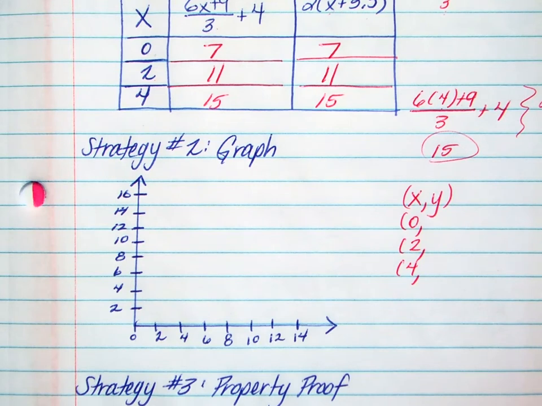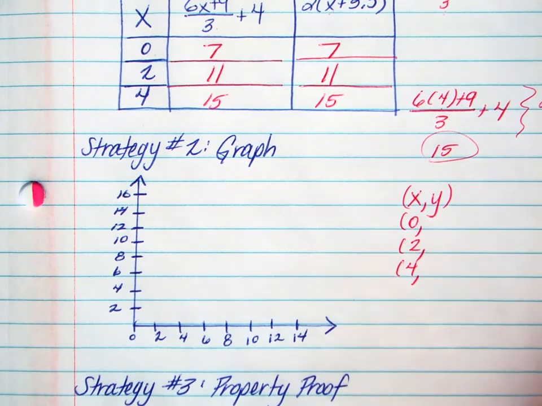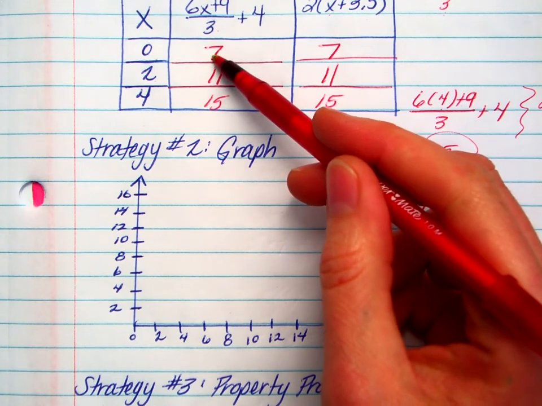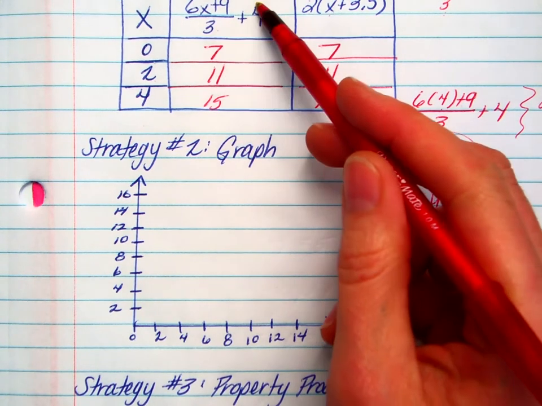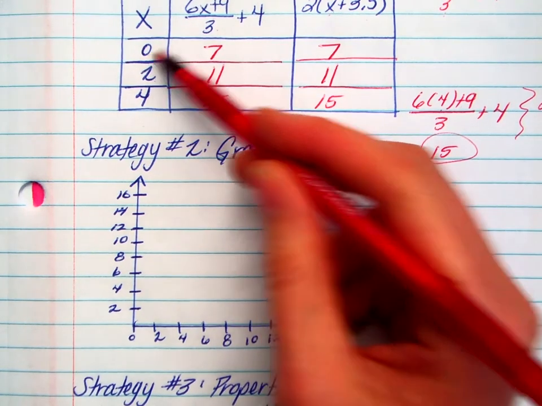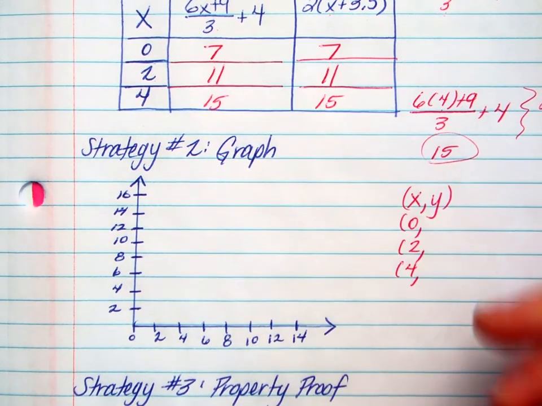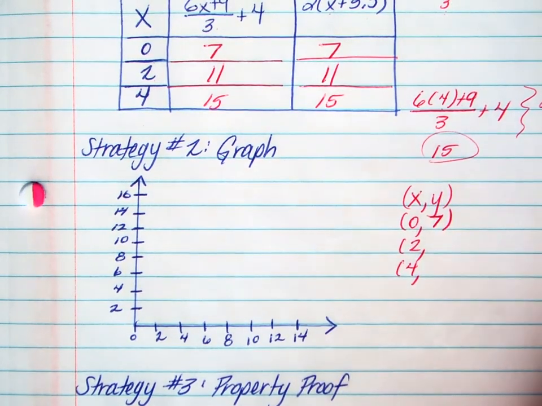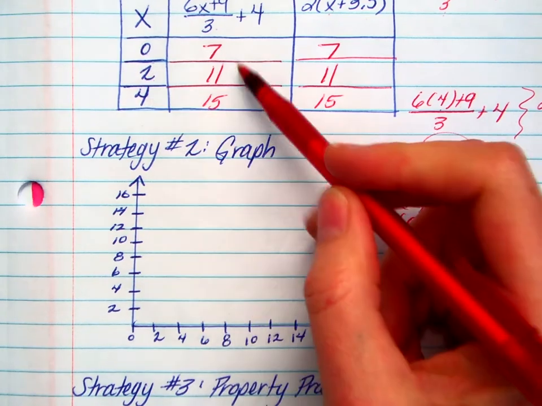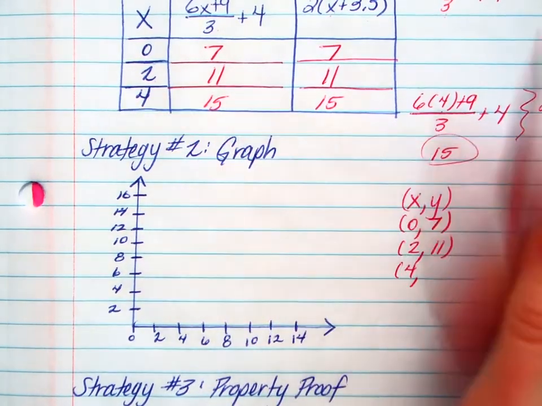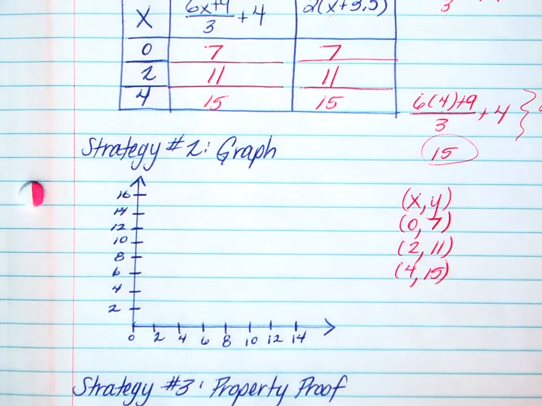So how do I know my y value? My y value would be the next number, the one I got after I plugged it into the expression. So this is my input, this is my output. So 0 gets you 7. 2 in gets you 11 on the output. 4 on the input gets you 15 on the output.